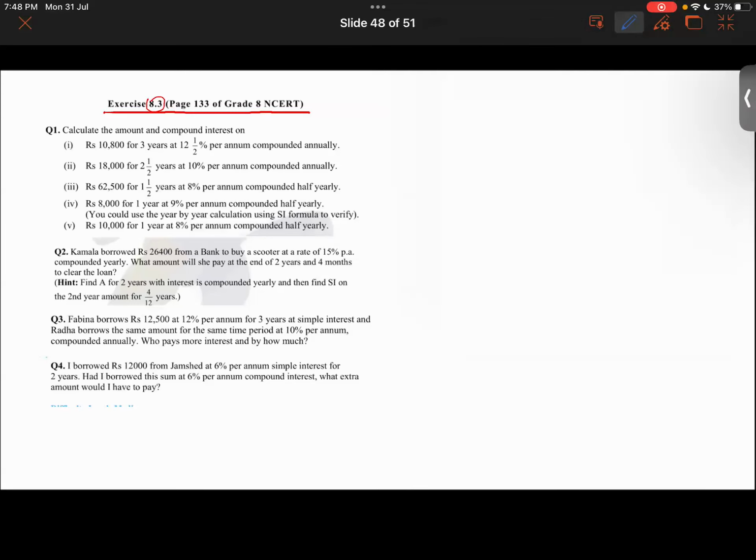Amount equals to what, Arhan? Amount equals P, bracket 1 plus R by 100. Exactly. And how do you calculate compound interest? It's simply amount minus principal. Now see this question. Do we need to discuss this one or is it simple?